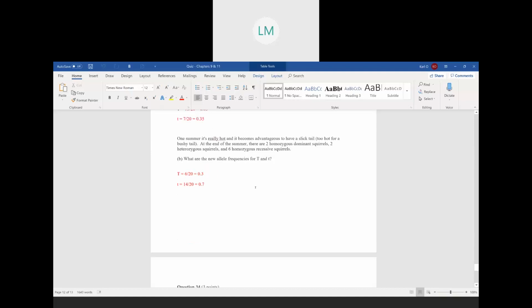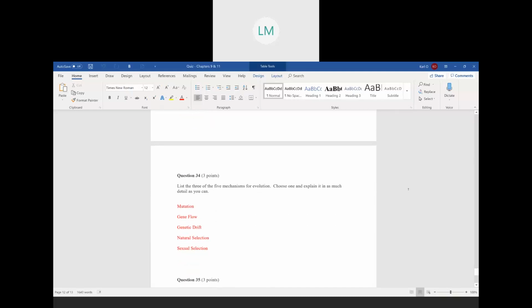So one summer it's really hot and it becomes advantageous to have a slick tail. It's too hot for a bushy tail. At the end of the summer, we've got a different set of squirrels than we did before. 2 homozygous dominant, 2 heterozygous, and 6 homozygous recessive. So we needed to calculate these new allele frequencies. So that's down right here. So if we count up our big T's, we've got 6 total. We count up our little t's, we've got 14. So the frequencies are 0.3 for the big T, 0.7 for the little t.